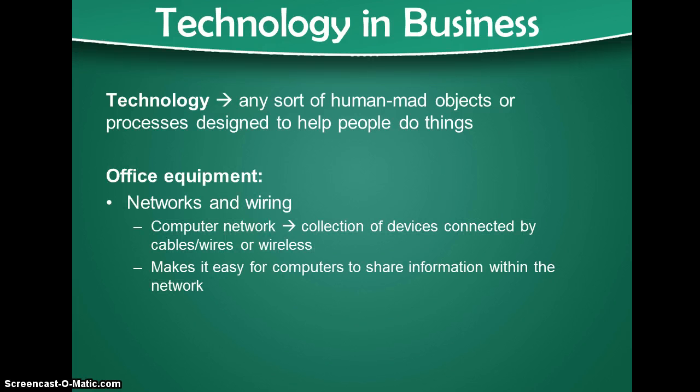And continuing on with the same office equipment, networks and wiring. So a computer network is a collection of devices connected by cables, wires, or wireless. So like in an office space, maybe all the computers are on the same network, and that just makes it easier for computers within that network to share information.